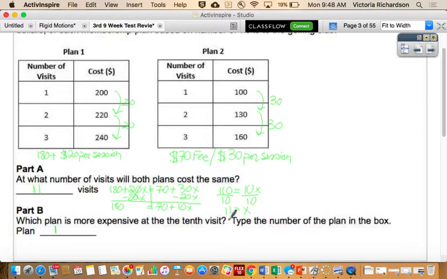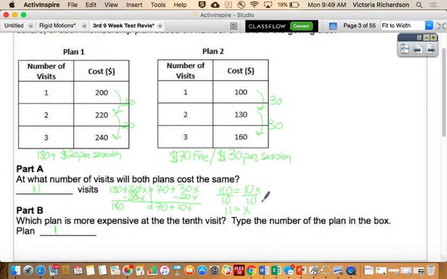That means I have to find the side that has the smallest variable. In this case, that is 20x. So since 20x is positive, I'm going to do the opposite, which is minus 20x, and whatever you do on one side of the equation, you do on the other. So then I have 180 equals 70 plus 10x when I work all that out. Now I need to solve for x. So I'm going to subtract 70 from both sides of this equation, and I get 110 equals 10x. And then divide both sides by 10, and you get 11 equals x. So part A's answer is 11 visits.